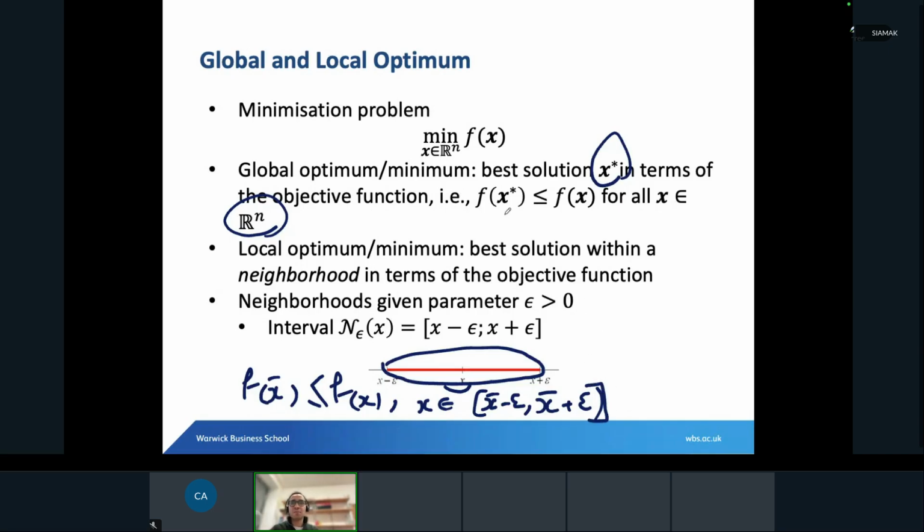So as you can see here, f of x star is always less than or equal to f of x for all values of x, I mean the value function within the domain of the decision variable. For a local optimum, we have to be able to introduce a neighborhood in which the value of this point is less than or equal to the values of all other points within the neighborhood.